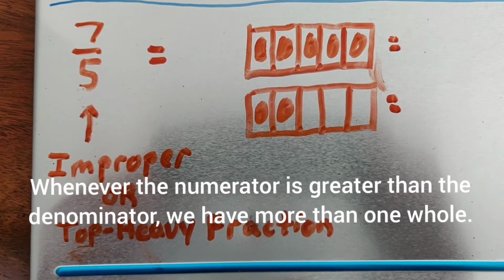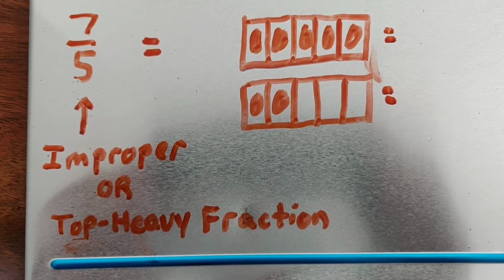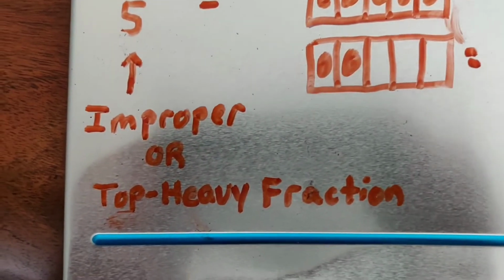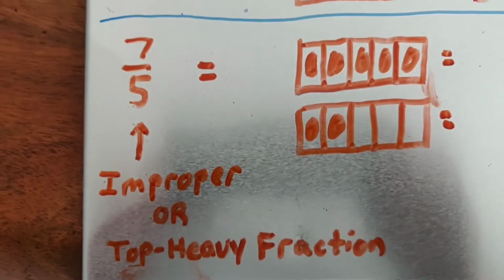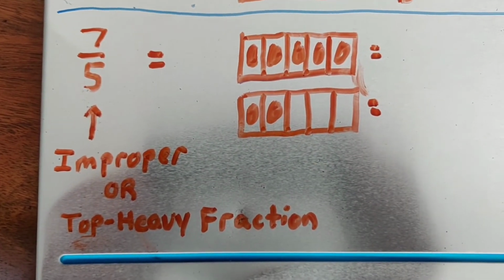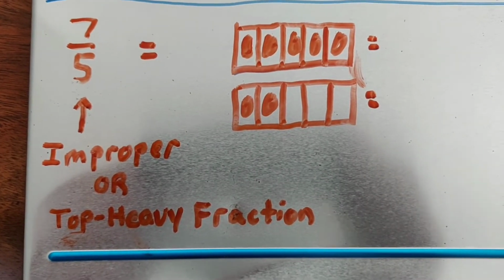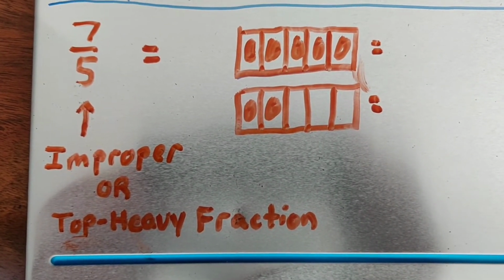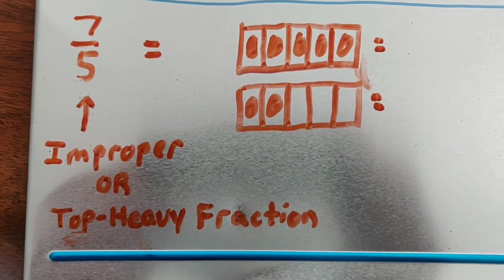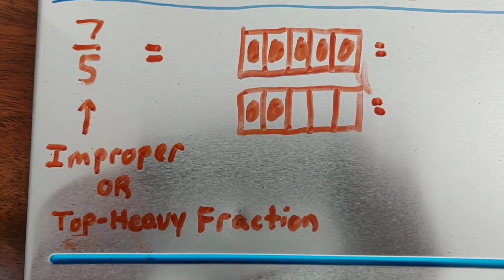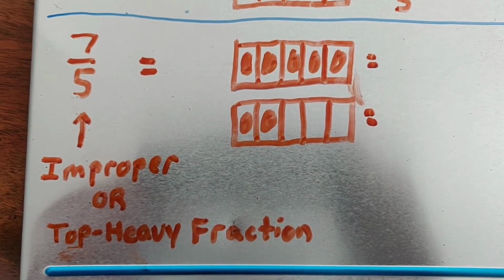We have a name for fractions where the numerator is greater than the denominator, and they're called improper fractions, or sometimes they're called top-heavy fractions. You can see why they're called top-heavy fractions, because the top, the numerator, is greater than the denominator. Improper usually means it's not proper or not the right way, but that's not really what it means here. So it's just a name for the fraction. It just means that the numerator is greater than the denominator.